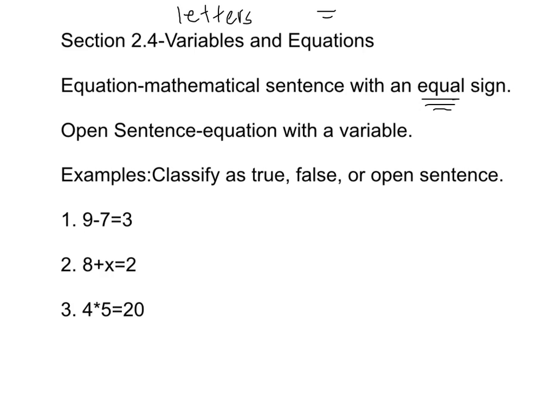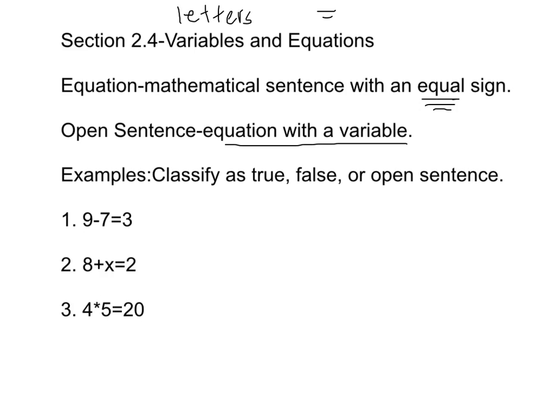So what's the difference between an equation and an expression? Equations have equal signs, an expression does not have an equal sign. Another term that you need to know is open sentence. An open sentence is an equation with a variable. So it still is going to have an equal sign, but there's no way to necessarily solve that.